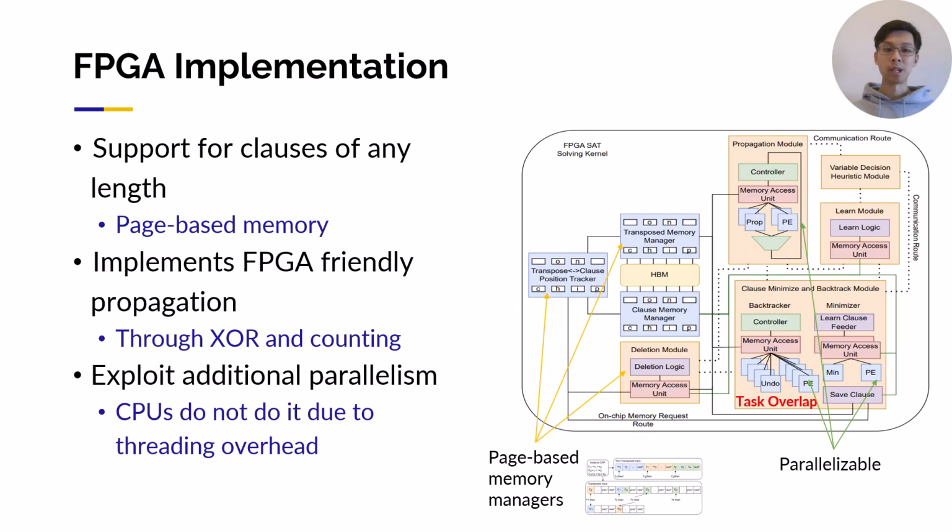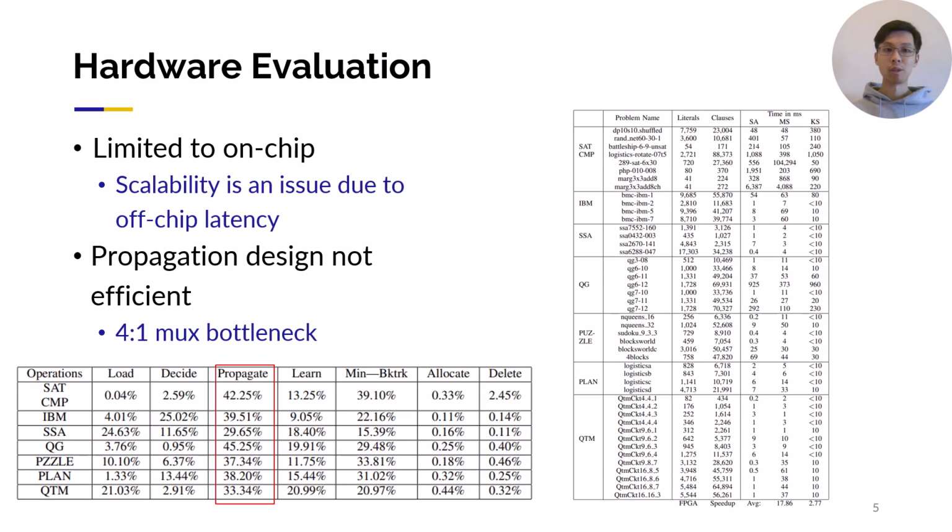This is our implementation of a complete SAT solver on a U55C FPGA. For it to be competitive, it needs to be able to support instances of variable clause length, replace CPU-friendly with FPGA-friendly operations, and parallelize wherever possible. We compare our results against MiniSat and KitSat, both state-of-the-art and widely used CPU SAT solvers. On average, our design is 17.9 times faster than MiniSat and 2.7 times faster than KitSat.